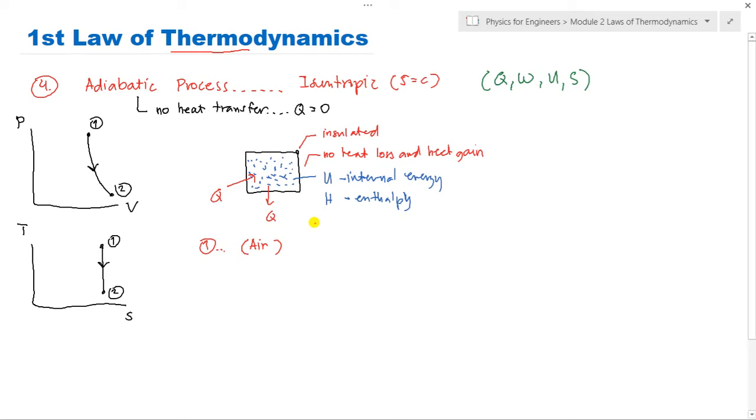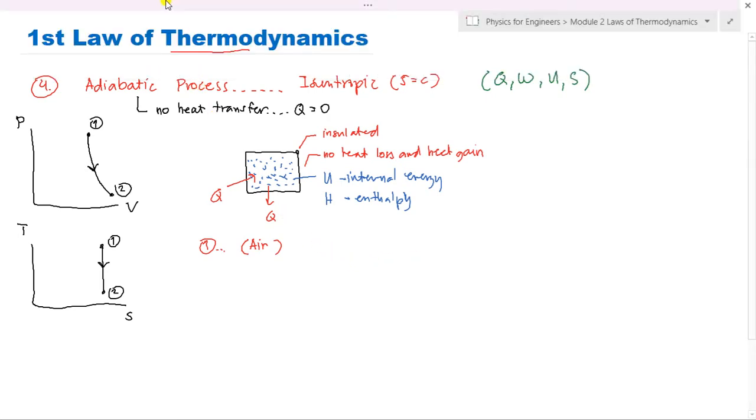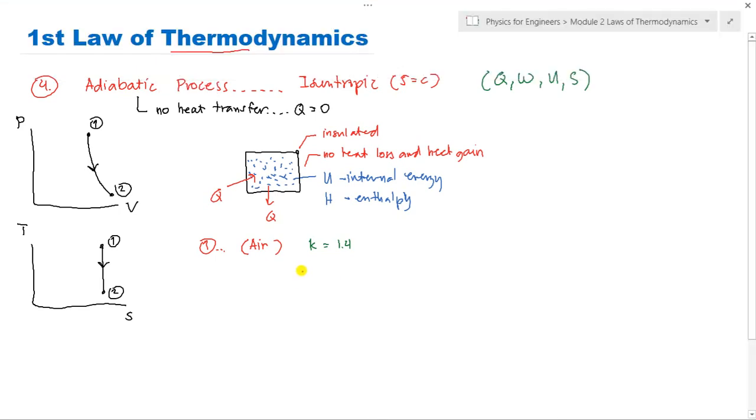So for air, we introduce another parameter known as the specific heat ratio. I hope you are familiar with this specific heat ratio for air, that is K, where K is equal to 1.4. That is for air, but for other gases the value is different. For an adiabatic process, especially for air, it follows the relation PV raised to K is equal to constant.